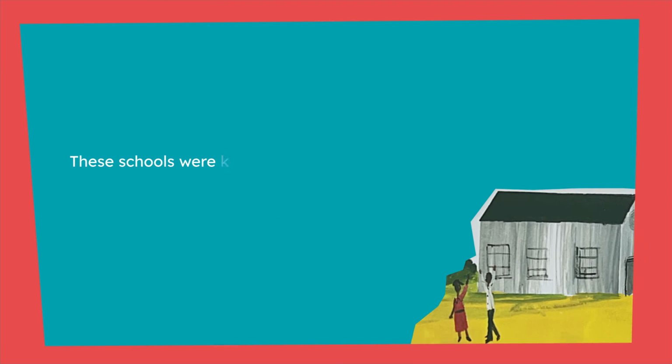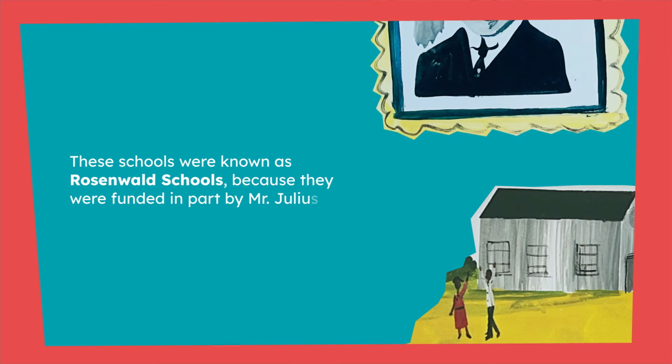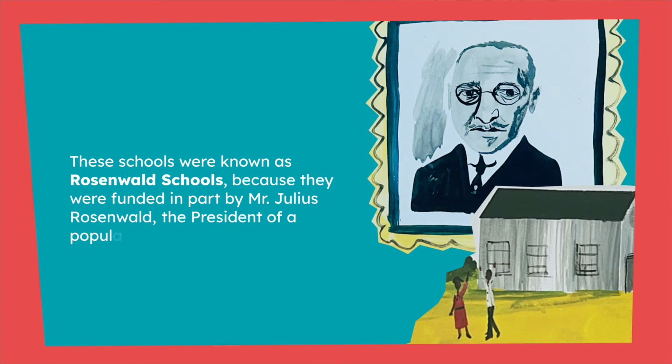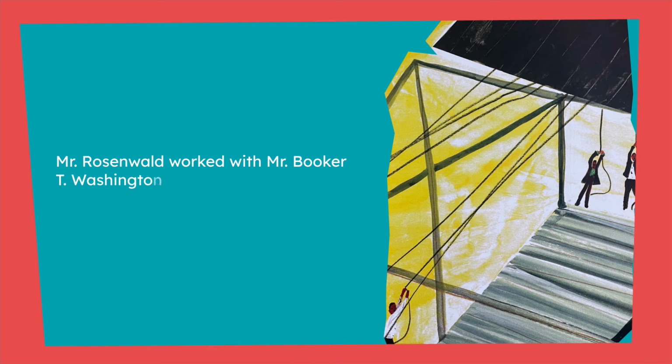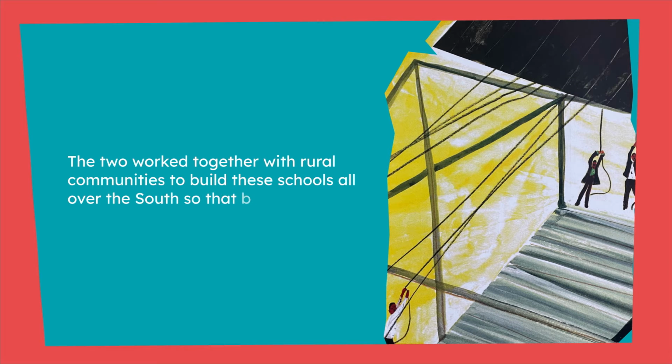These schools were known as Rosenwald schools because they were funded, in part, by Mr. Julius Rosenwald, the president of a popular store at the time called Sears, Roebuck and Company. Mr. Rosenwald worked with Mr. Booker T. Washington, a former author and former slave, who wanted to create better education opportunities for black students. These two worked together with rural communities to build these schools all over the South so that black students could get a better education.